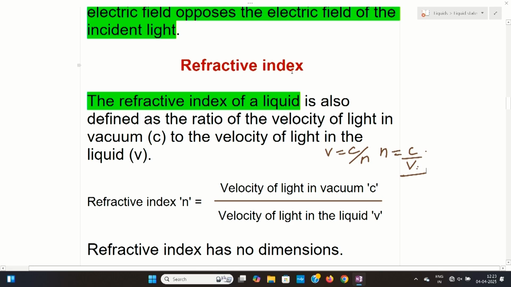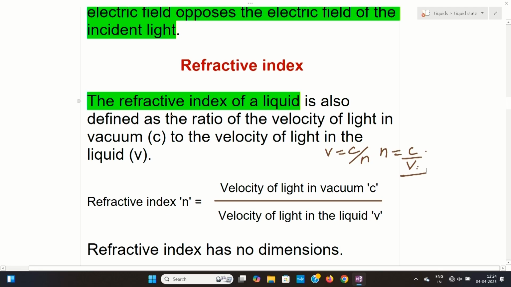Here we come to the definition of refractive index. The refractive index of a liquid is defined as the ratio of the velocity of light in vacuum to the velocity of light in the liquid. That is, n is equal to the velocity of light in vacuum, c, divided by the velocity of light in the liquid, v.